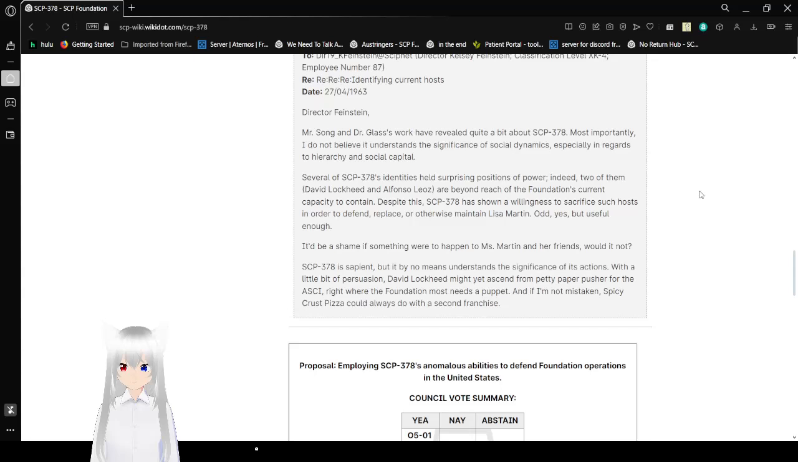It'd be a shame if something were to happen to Miss Martin and her friends, would it not? SCP-378 is sapient, but by no means understands the significance of its actions. With a little bit of persuasion, David Lockhead might yet end up as more than a petty paper pusher for the ASCI, which the Foundation most needs as a puppet. And if I'm not mistaken, Spicy Crust Pizza could always do with a second franchise.